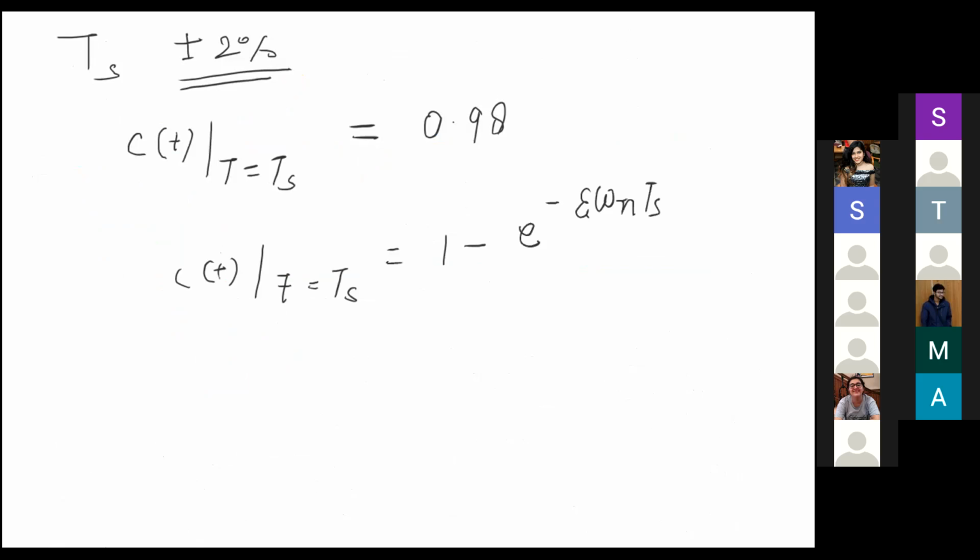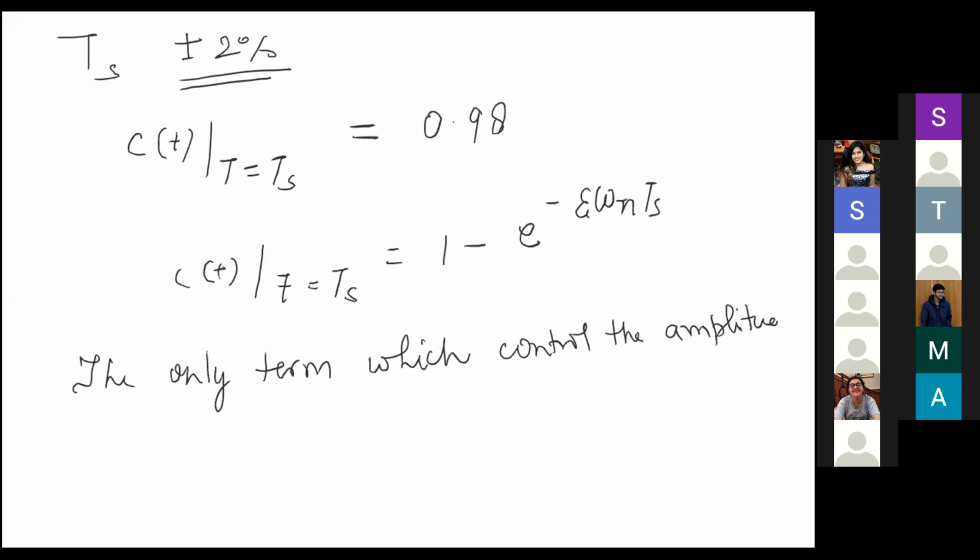The only term which controls the amplitude of the output within plus minus 2% we can write, is e to the power minus zeta into omega n Ts, because the transient oscillatory form is completely vanished when t is equal to Ts.